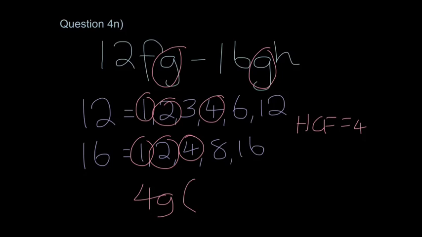So if I put 4g outside the brackets, what I'm left with for the first part of it, 12fg, well 12 divided by 4 is 3, and then I have the f left over. Make sure I'm subtracting, because it's a subtraction in the original one. 16 divided by 4 is 4. Now I have an h left over. That's the final answer.